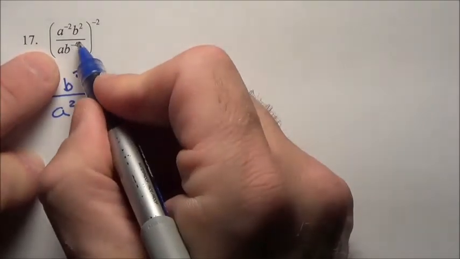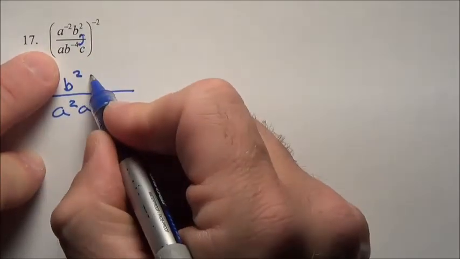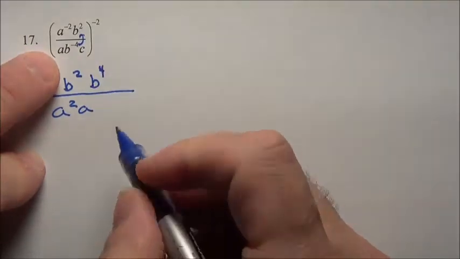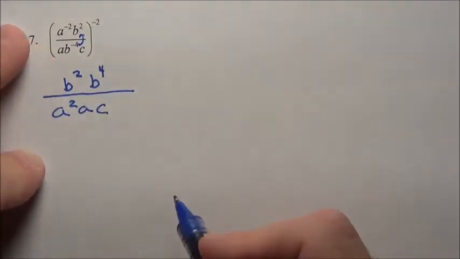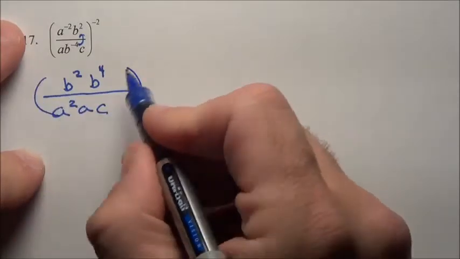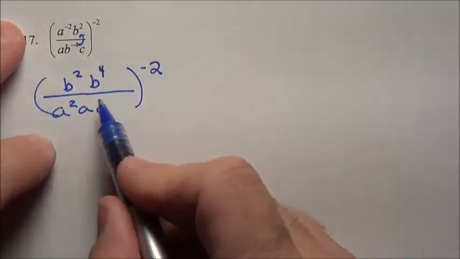B to the negative 4th, meaning, hey, you've got to move me up top. So B to the 4th up top. C stays where it is. And this whole thing is to the negative 2 power. Well, let's clean up what we have.